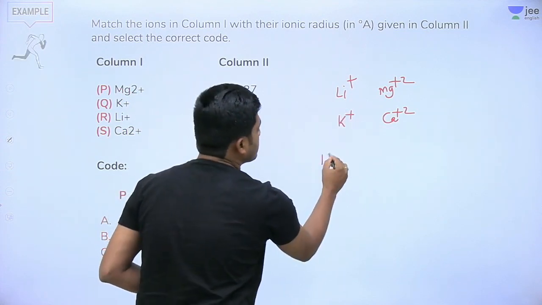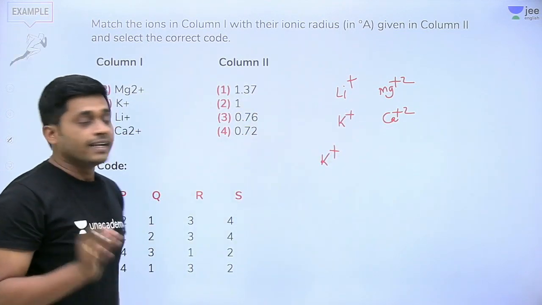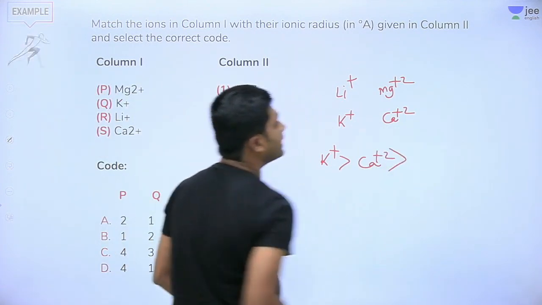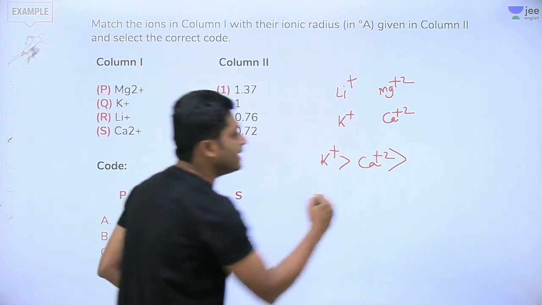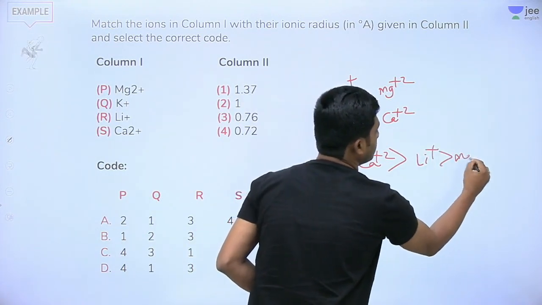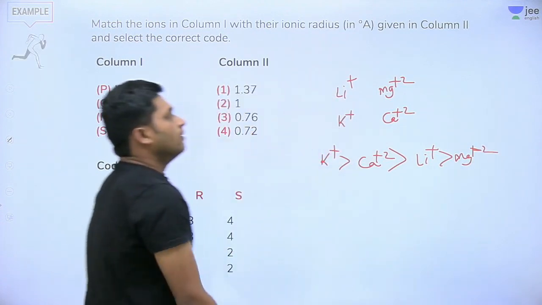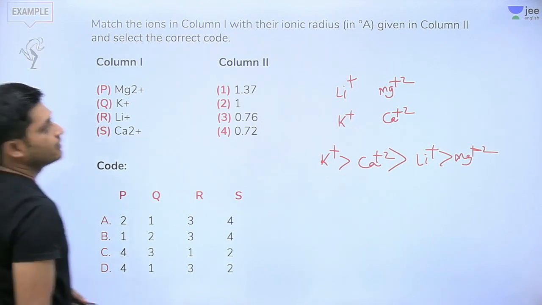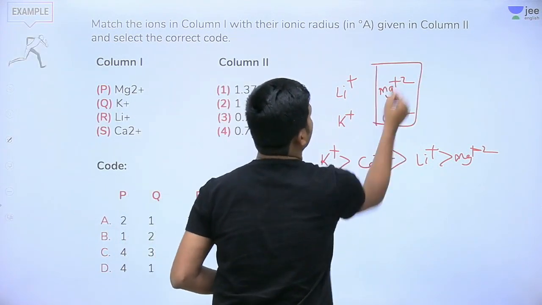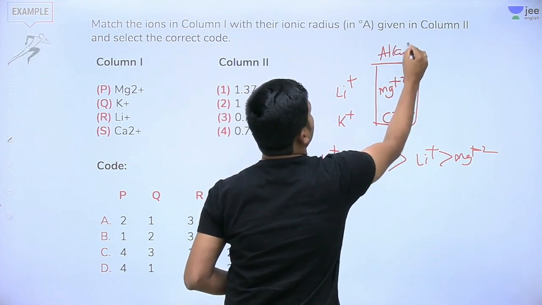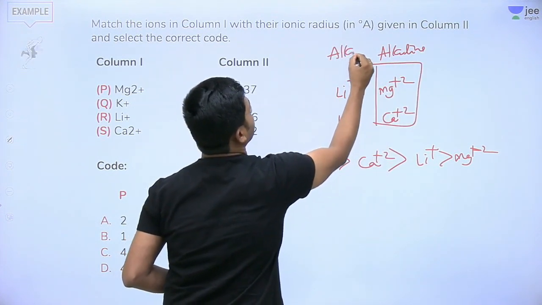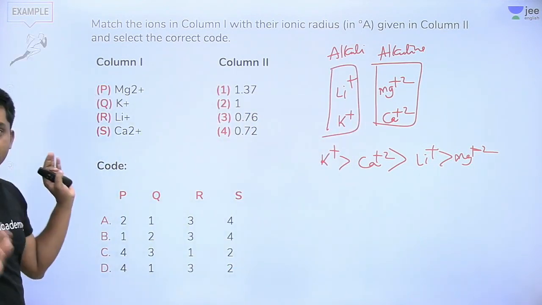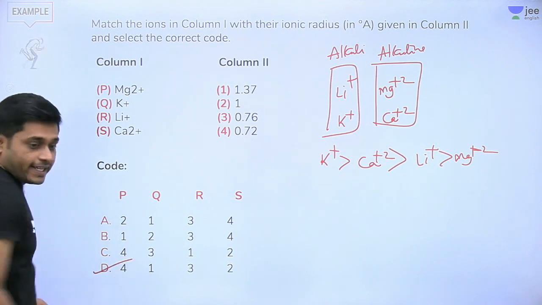Li plus and K plus. K plus first, next Ca plus 2, then Li plus, and the least is Mg plus 2. Like this you can write it down here. These are the second group elements, the alkaline earth metals, and these are alkali. I have written only those elements which were given. So the answer should be D.